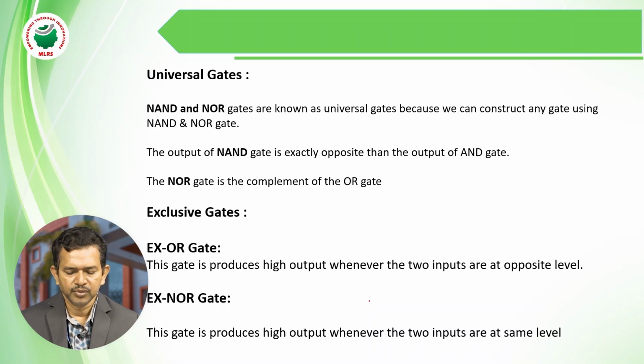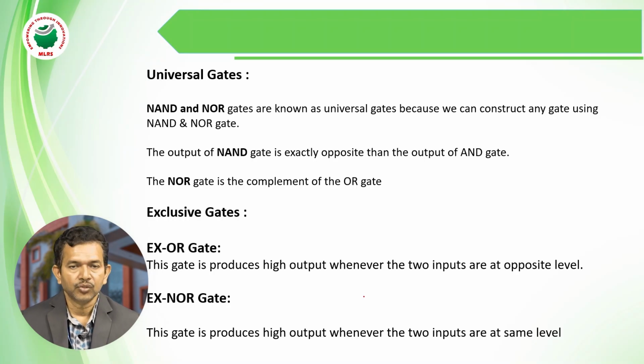The output of the NAND gate is exactly the opposite of the output of the AND gate. So whatever inputs we give to the AND gate, the outputs we get will be the contrast for the AND gate. The same thing if I construct an OR gate with some inputs and get some output: the NOR gate is going to be the contrast of that particular OR gate. So these two we are going to consider as the universal gates.